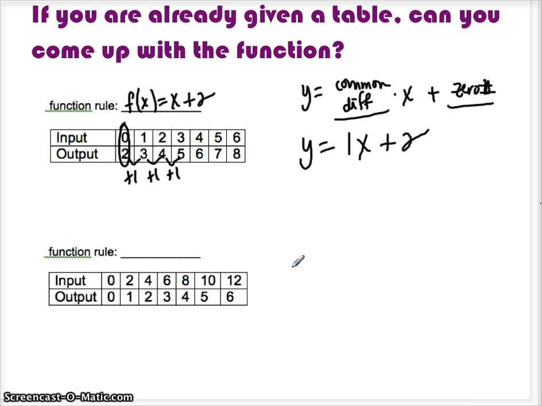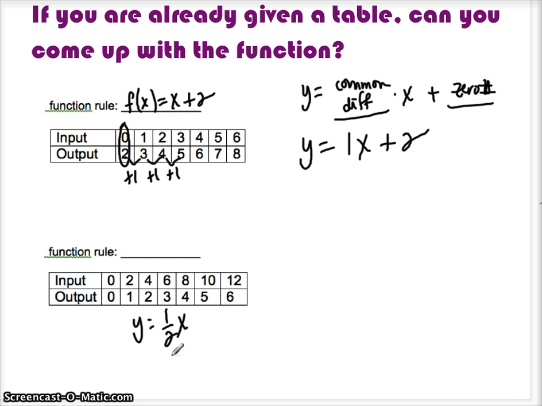Okay, the second one, we have function rule of 0, output of 0, input of 2, output of 1, input of 4, output of 2. Sometimes you can just look at that and say, each output is half of the input. So what does that mean? Well, wouldn't it be y equals 1/2 x?